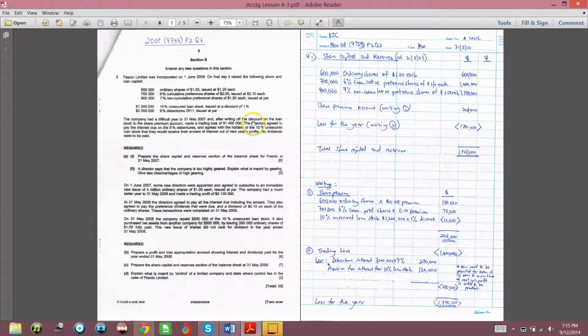Okay, after writing off the discount on the loan stock to the share premium account, made a trading loss of 1.4 million. The directors agreed to pay interest due on the 9% debentures and agreed with the holders of the 10% unsecured loan stock. Unsecured means the people lend the money to the company and then get 10% interest, but the loan is not charged against any specific asset of the company.